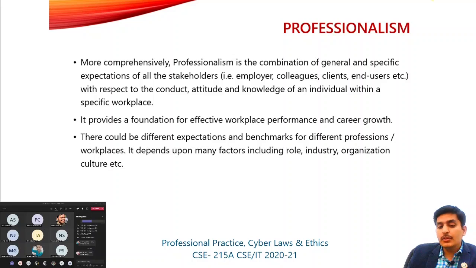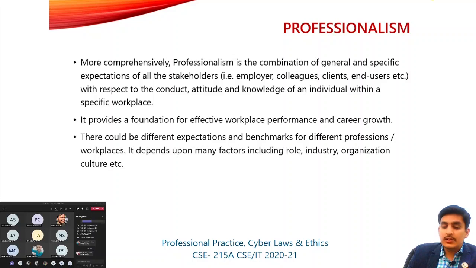तो इन 3 चीज़ों को अपन कैसे मैनेज करते हैं टू फुलफिल द एक्सपेक्टेशन ऑफ अदर्स अराउंड अस, so that is professionalism. Again, it provides a foundation for effective workplace performance and career growth. And there could be different expectations and benchmarks for different professions and workplaces. यानी कि अलग अलग प्रोफेशंस और अलग अलग कंपनीज में अलग अलग कल्चर्स में प्रोफेशनलिज्म की डेफिनेशन थोड़ी सी अलग हो सकती है, but ultimately it all depends upon the expectations and benchmarks that are required from you.